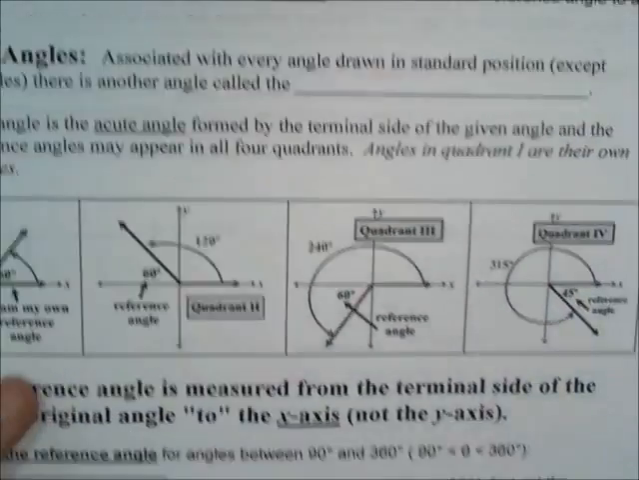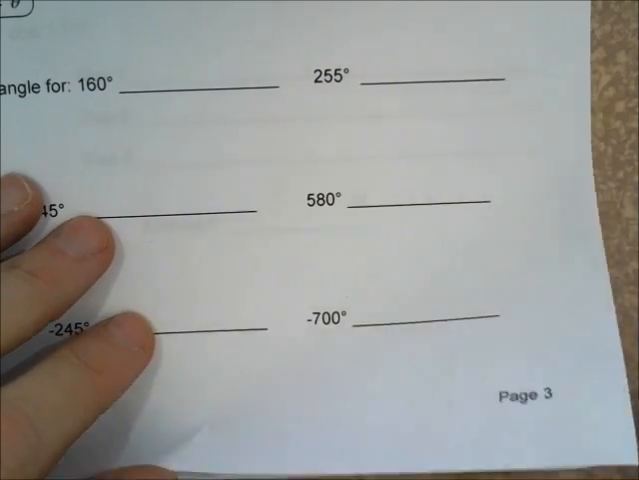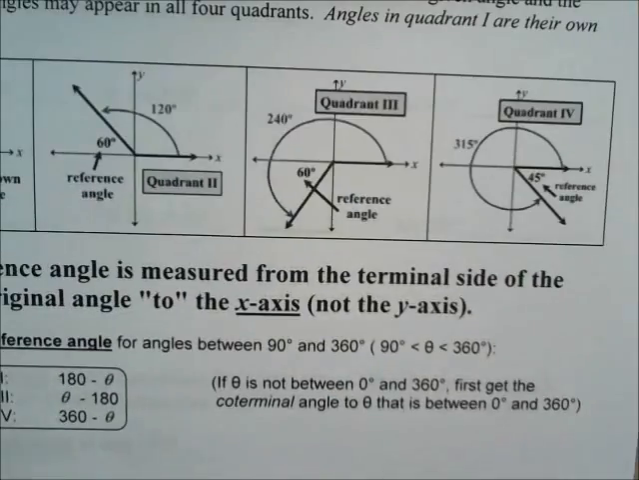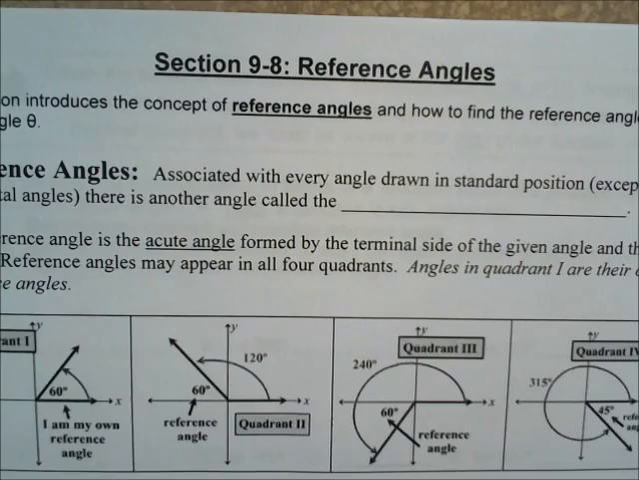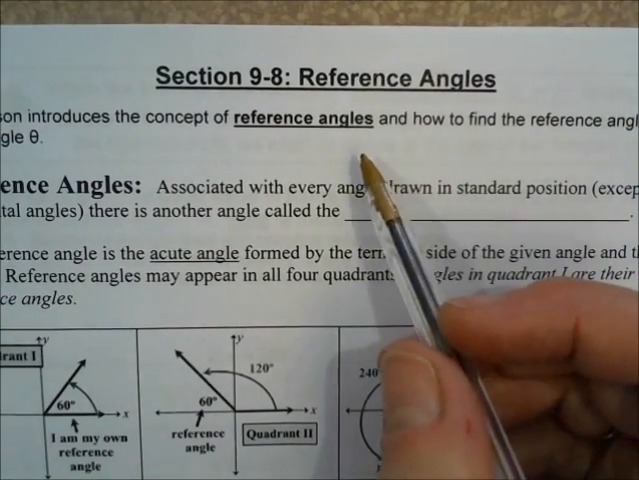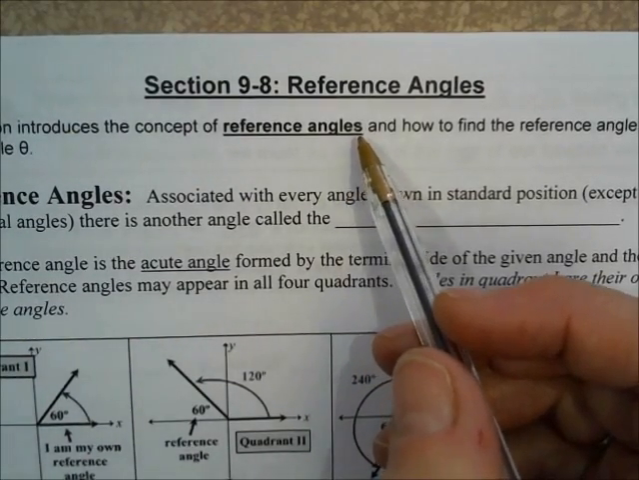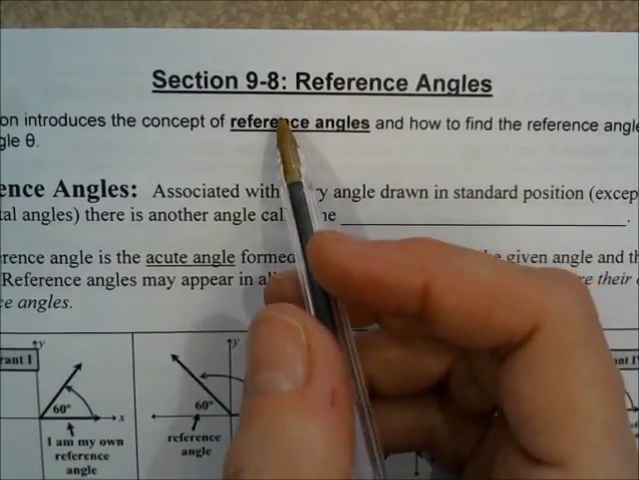Today I'm going to talk about page 3 and 4 and just a tiny bit of page 5 in your note packet for chapter 9. This is section 9.8, reference angles. Here's another very important concept that we'll be using throughout the rest of the trigonometry chapters this year.